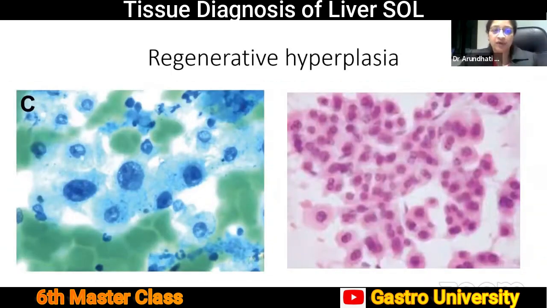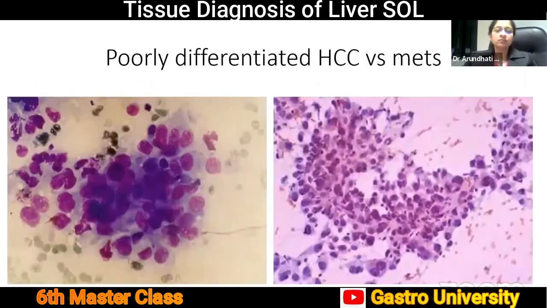Again, a regenerative nodule shows essentially the same features like a well-differentiated hepatocellular carcinoma, making it nearly impossible to differentiate the two lesions on FNAC. If we come to the other end of the spectrum, a poorly differentiated hepatocellular carcinoma is sometimes impossible to differentiate from a metastatic tumor, not only a metastatic carcinoma, but sometimes even melanomas or GISTs for that matter.